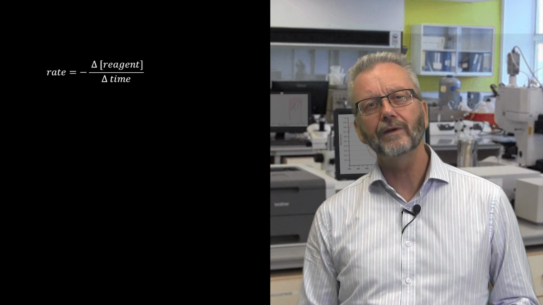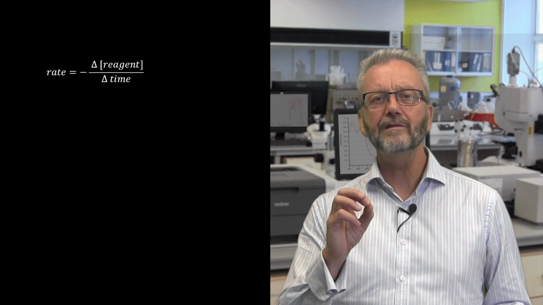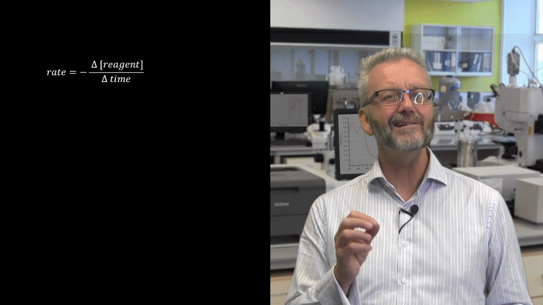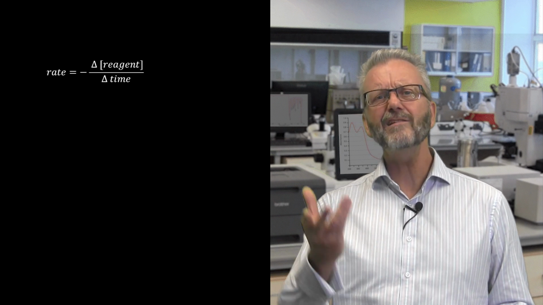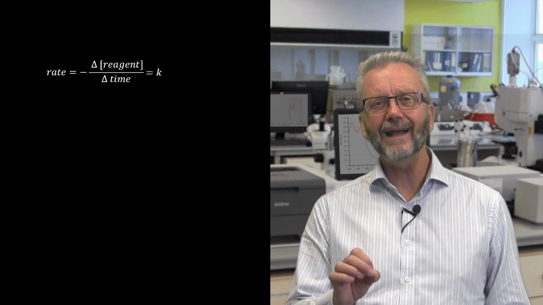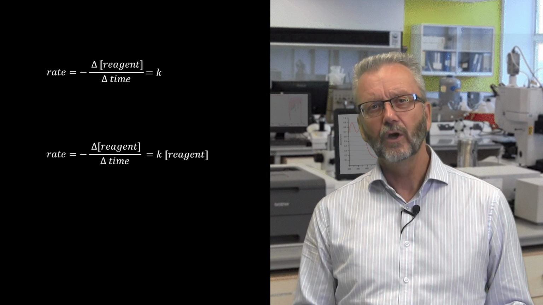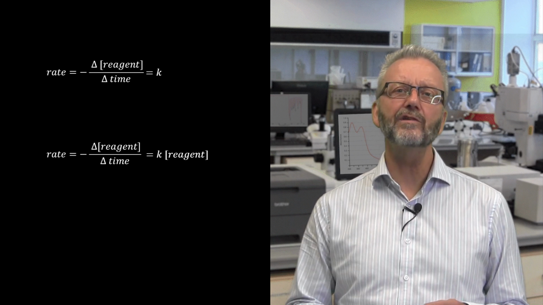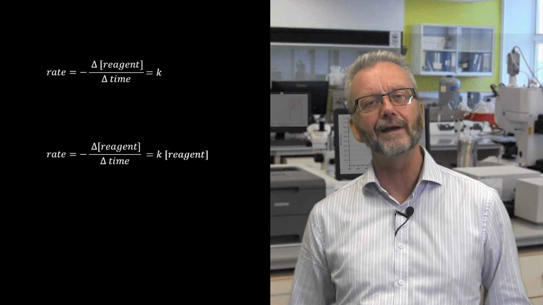Here's the rate equation that we came up with last time. It allows us to calculate the rate based on the decrease in concentration of a reagent. If the rate isn't affected by the concentration, the rate is a constant, so let's give that the symbol K. If the rate is directly related to the concentration of the reagent, we can write a similar equation, which contains that concentration. In this case, K becomes the proportionality constant, the factor by which the concentration must be multiplied to get the rate.